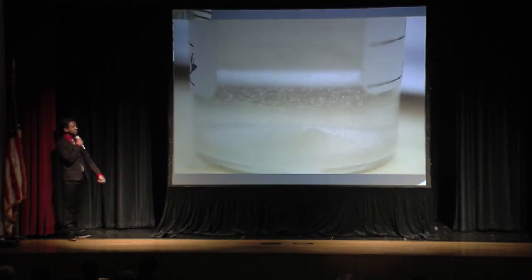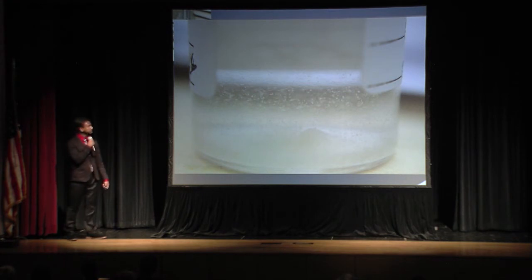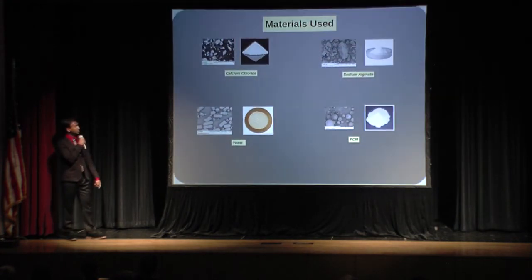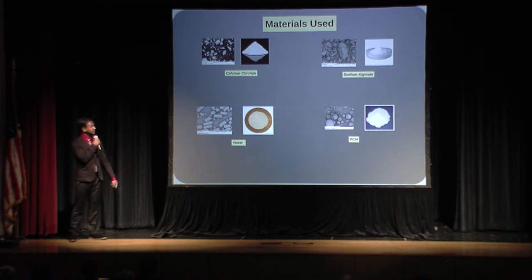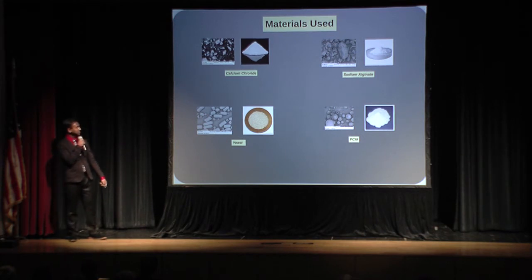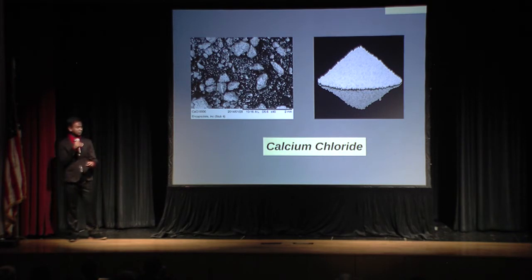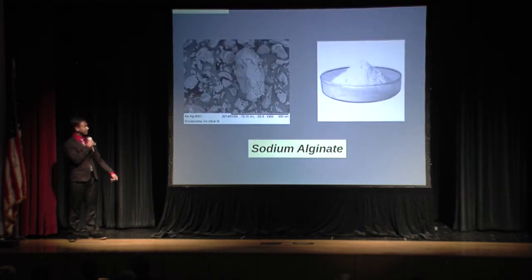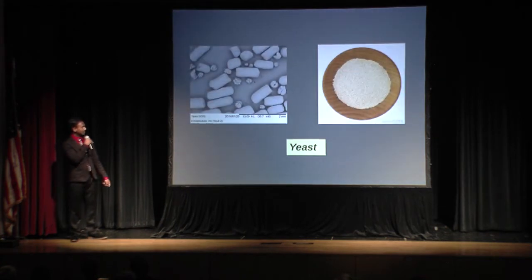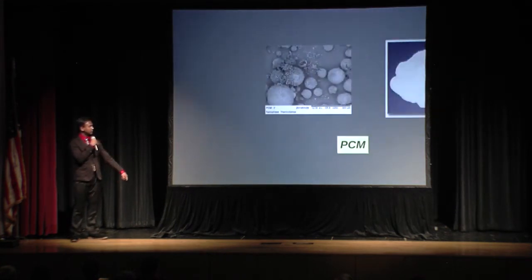And this is microencapsulated yeast cells. The materials used were calcium chloride, sodium alginate, yeast, and PCM. The calcium chloride acts as the bath, or the second layer of the encapsulation process. The sodium alginate acts as the first layer that coats the active ingredient, so when it's dropped into the bath, it creates the second layer. The active ingredient used was yeast cells as a proof of concept. And then I moved on to PCM.